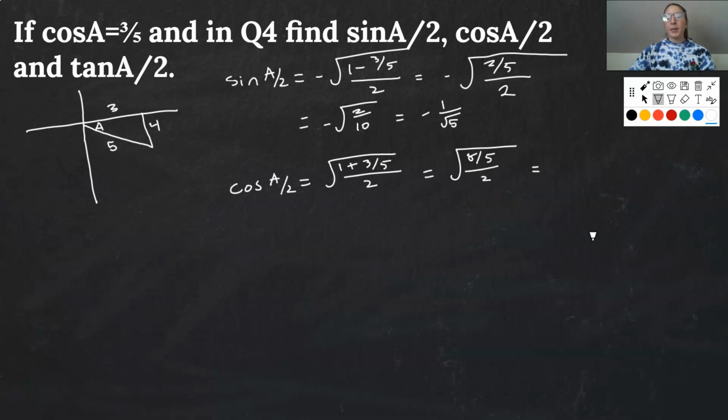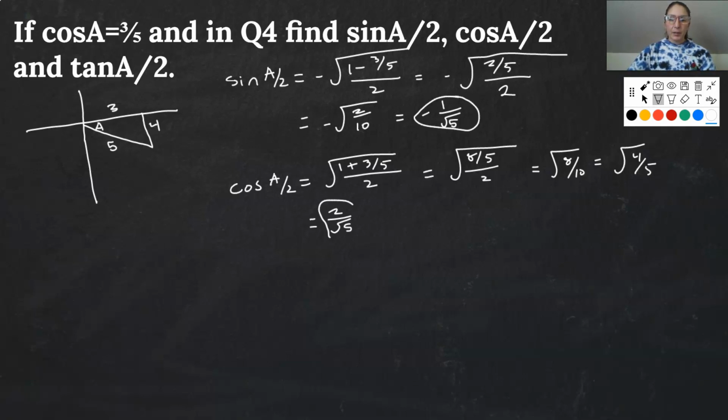8 over 5 divided by 2 is 8 over 5 times 1/2, which is 8 over 10. Reduce: 4 over 5. Square root of 4 is 2. Square root of 5 is square root of 5. So notice how this became this: square root the numerator, square root the denominator. So we got sine of A over 2 and cosine of A over 2.